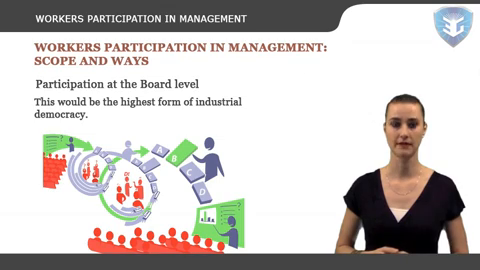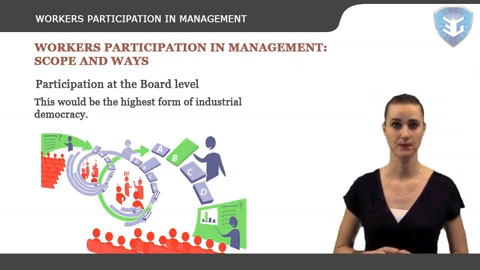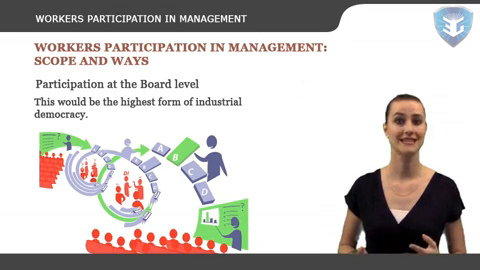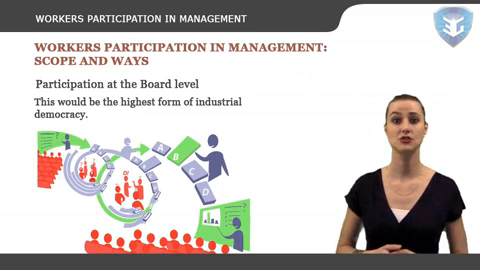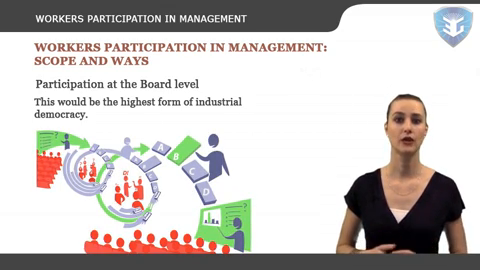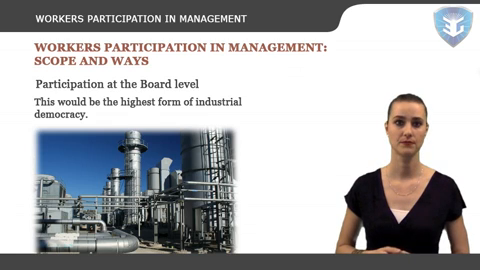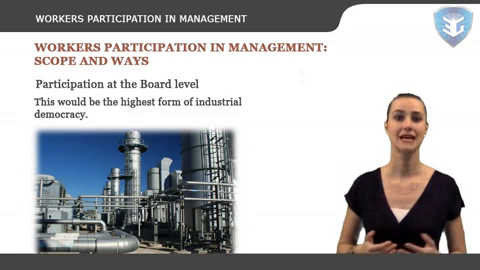Participation at the board level. This would be the highest form of industrial democracy. The workers' representative on the board can play a useful role in safeguarding the interests of workers. He or she can serve as a guide and a control element. He or she can prevail upon top management not to take measures that would be unpopular with the employees. He or she can guide the board members on matters of investment in employee benefit schemes like housing and so forth.